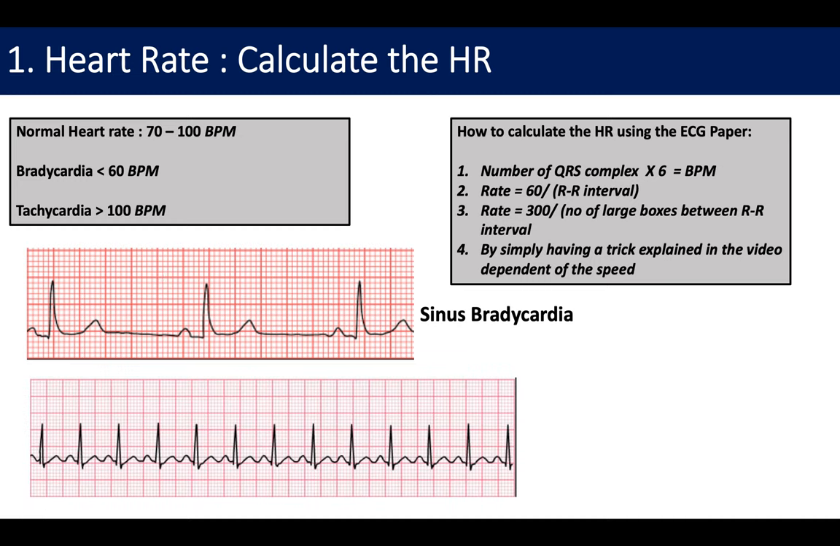On the other hand, this one you can again calculate by the number of boxes. So we have two boxes, so 300 divided by 2 is 150. So this patient must be sinus tachycardic. Next step: after calculating the heart rate, you should assess the rhythm, whether it's regular or irregular.